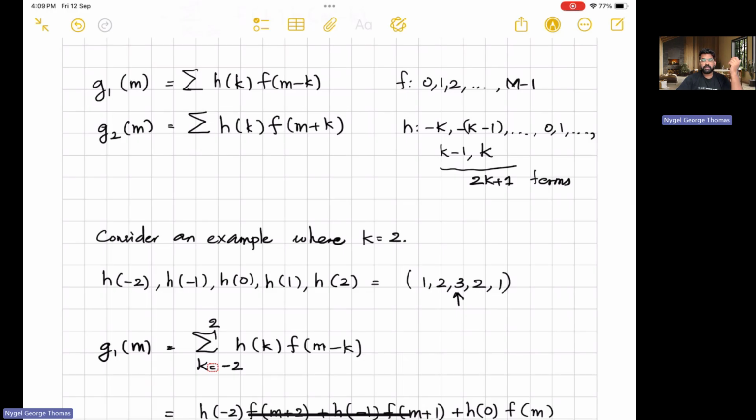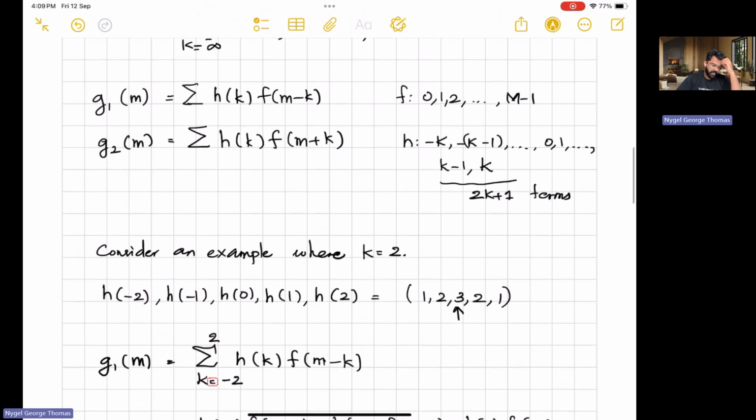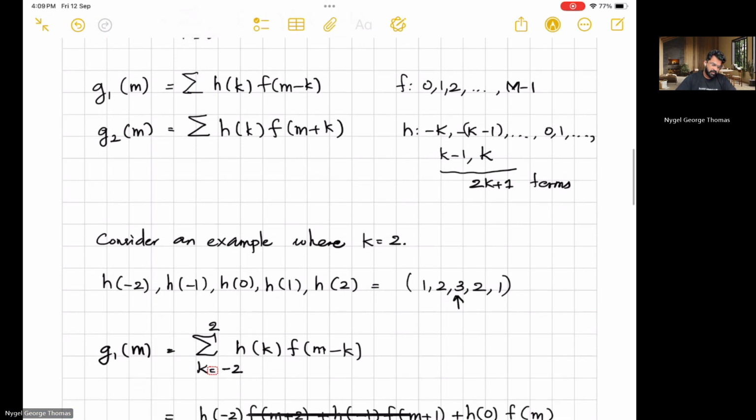But for h, we will shift h and change values over the entire positive and negative ranges. So f is normally varied between 0, 1, 2, 3, etc. to m minus 1. If it's 2D, then it will be between 0, 0, then 0, 1, etc., till m minus 1, comma n minus 1.